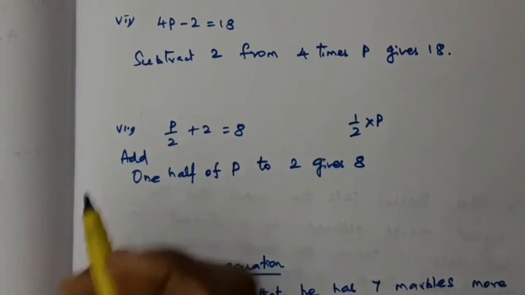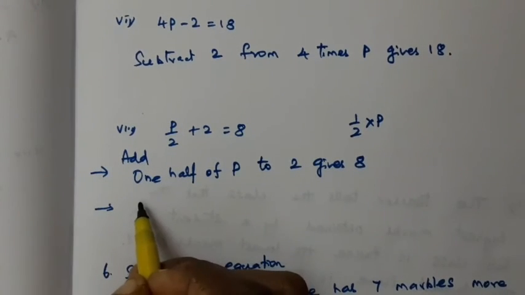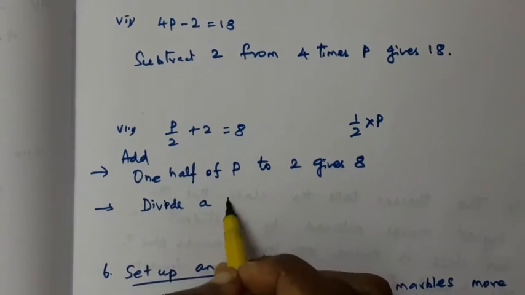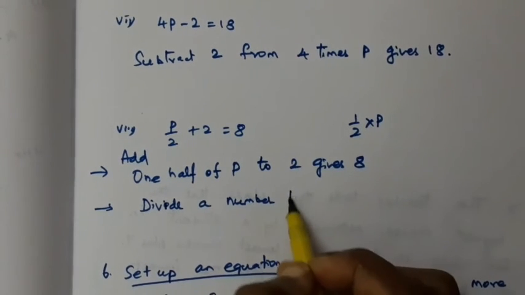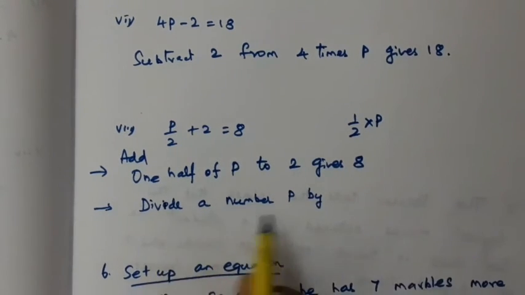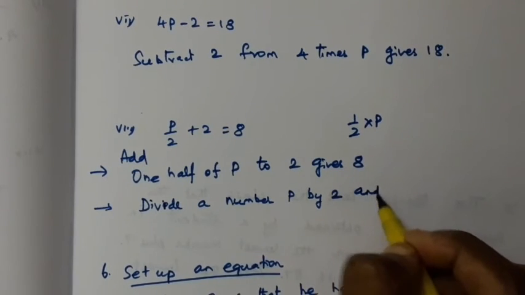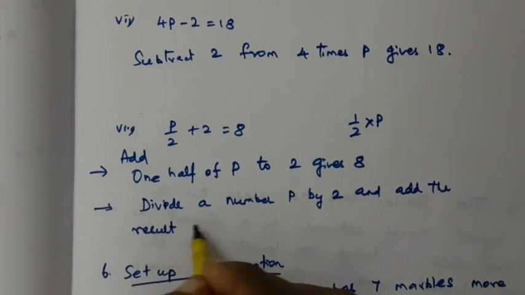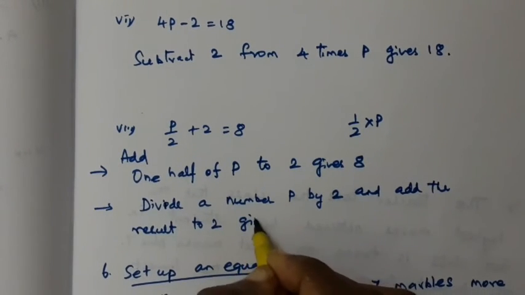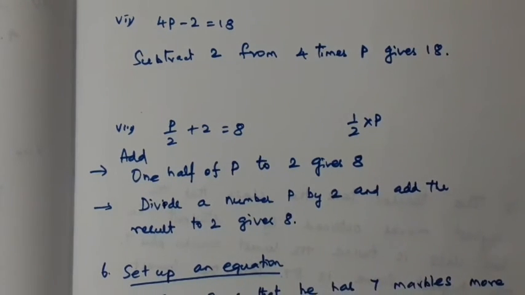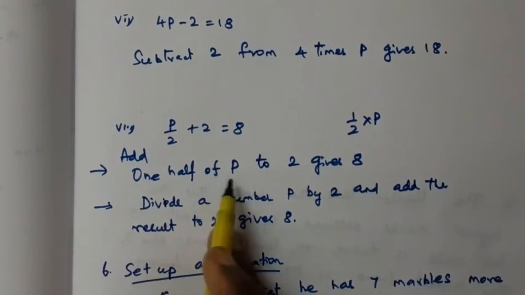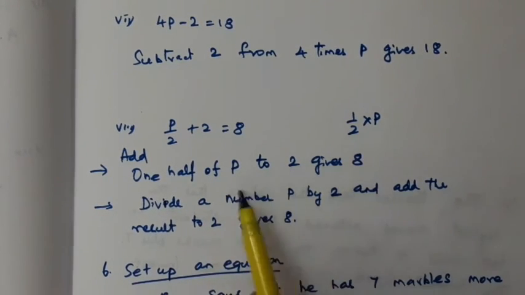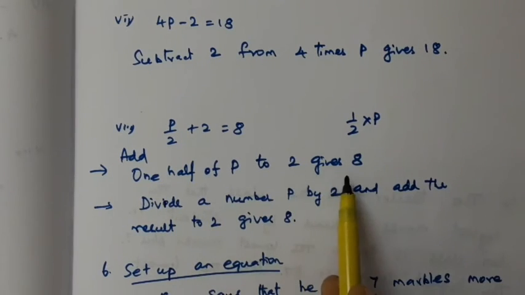Okay, otherwise you can write: divide a number p by 2 and add the result to 2 gives 8. In both ways you can write. First thing is add 1/2 of p, which is p by 2. So 1 by 2 of p you have to add with 2 gives 8. That is one way of writing.